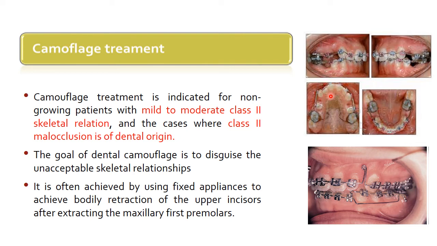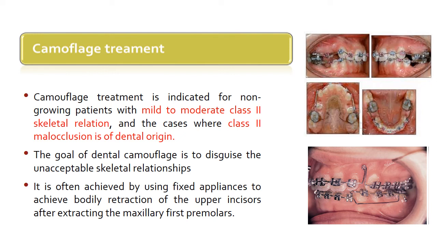And this can be done by using a fixed appliance or a removable appliance. But in most of the cases, we prefer to use the fixed appliance to achieve the bodily retraction of the upper incisors after extracting the premolars. So at the end of the treatment, the patient will have an incisor class 1, but the molar relationship will still be a class 2 molar relationship.